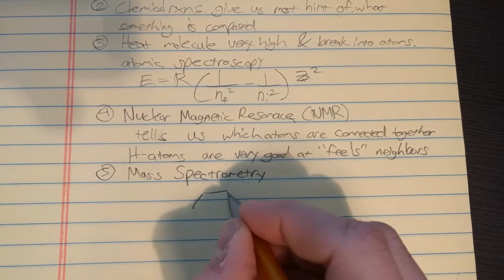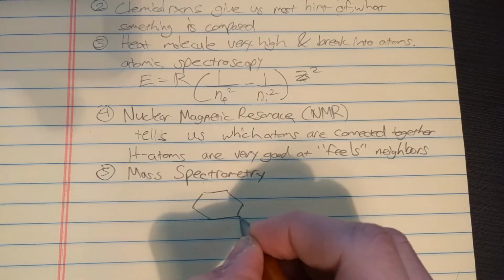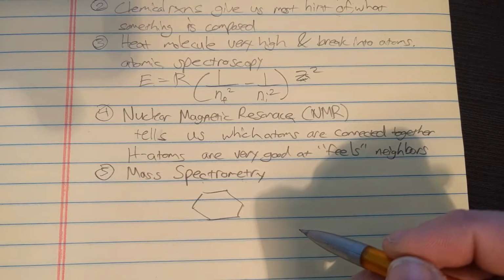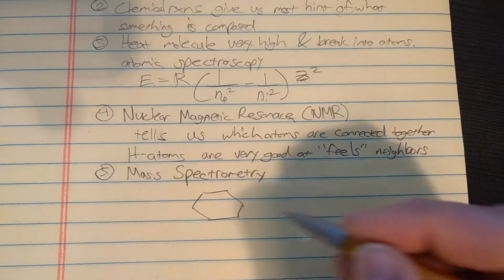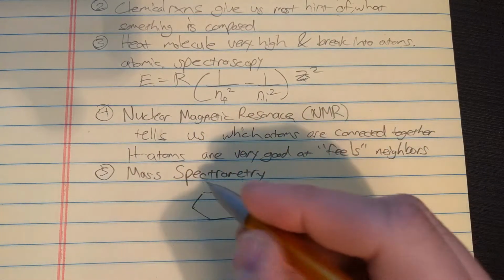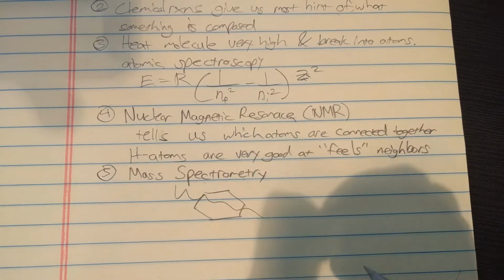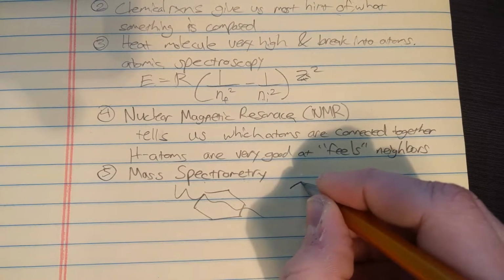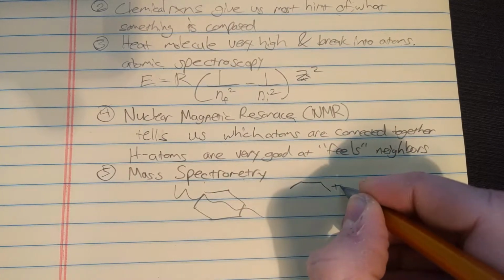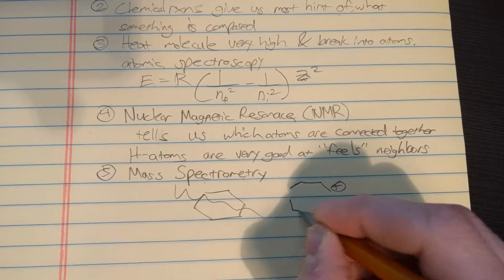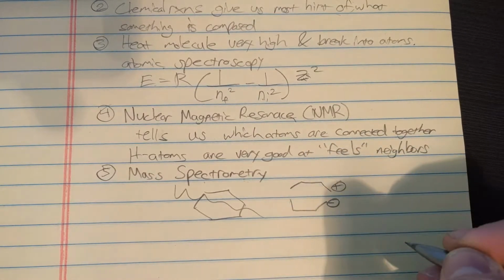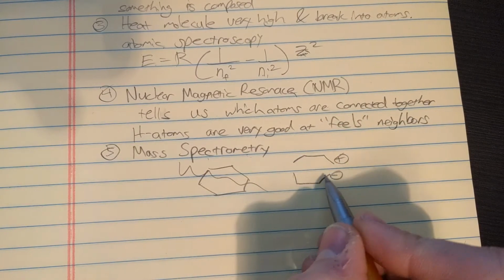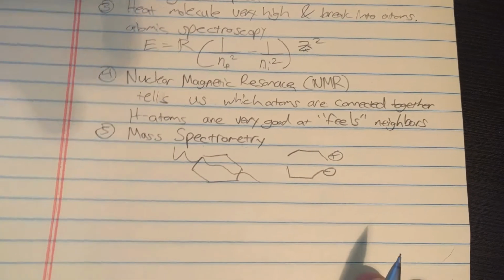So, imagine you've got a molecule, right? Imagine your molecule is a hexagon. And you can break that molecule by shooting high energy particles, such as alpha particles, at it. So imagine your alpha particle goes there and breaks that. And now you've got a piece like this, and it lost an electron, and this piece happened to gain an electron.